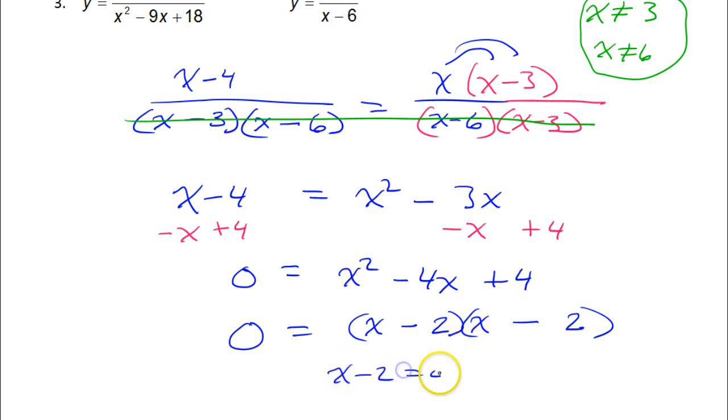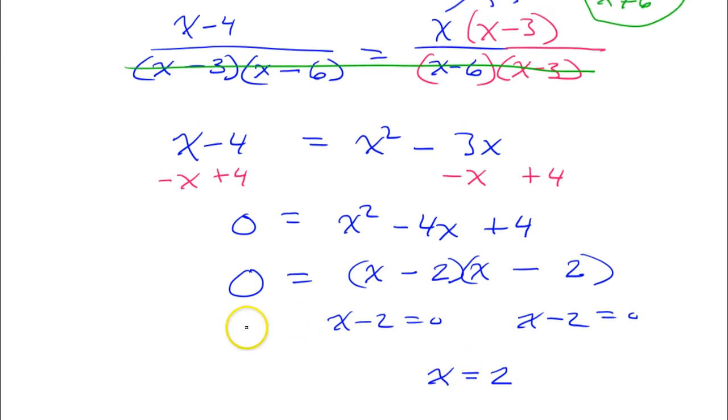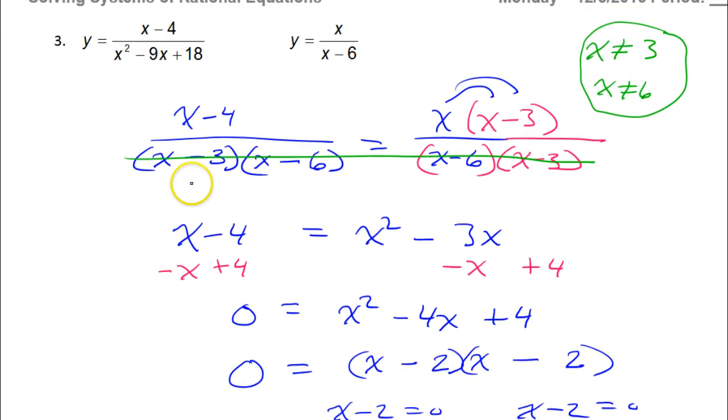Normally I would set both of these equal to 0 and solve. These are identical, so I really only need to solve one. Whichever one you look at, if you add 2 to both sides, you get x equals 2. Now watch out. This is not my final answer. I also need y values.